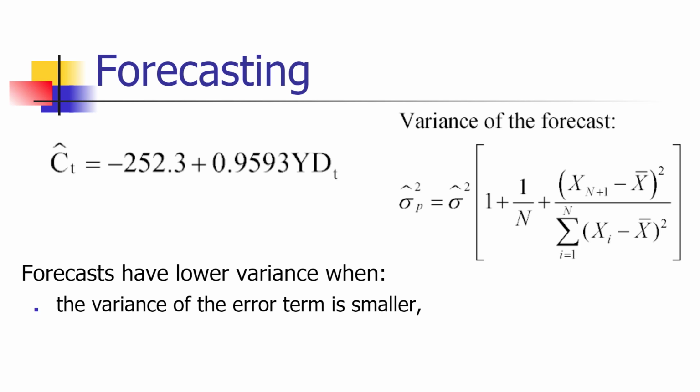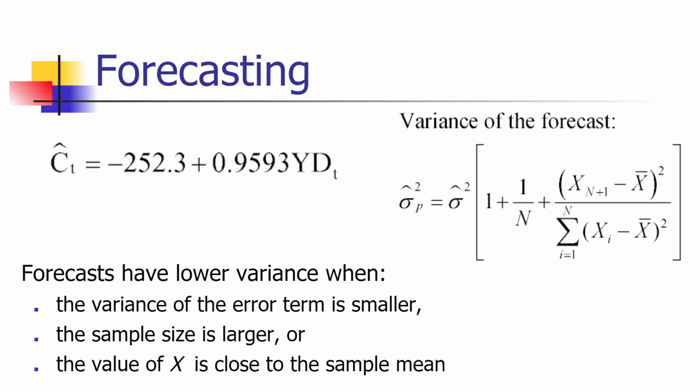In other words, if the equation fits the data better and there's less variance around the regression. It also gives you a lower variance if you have a larger sample. We can see that because the last two terms on the right will tend to get smaller when there's more observations, or if x is close to the sample mean. And to see why that's important, algebraically, it has to occur because of that term in brackets.